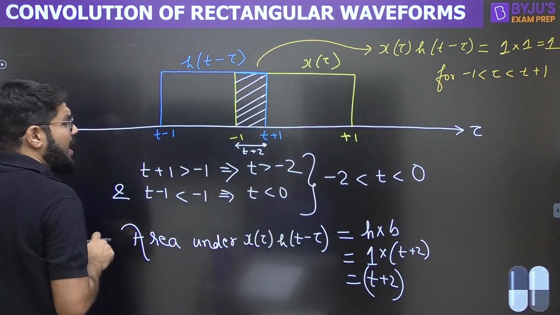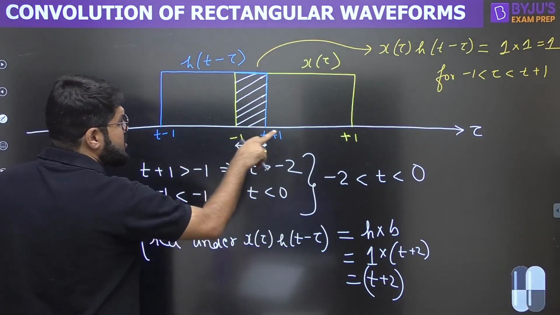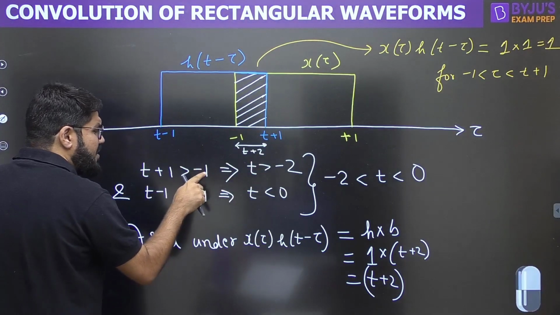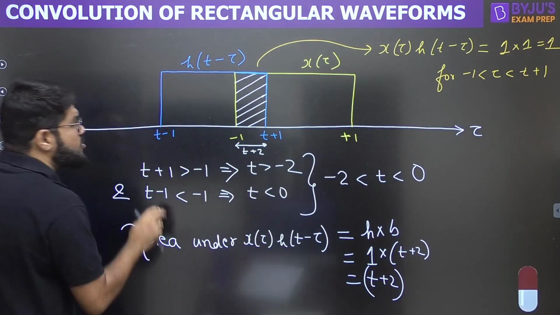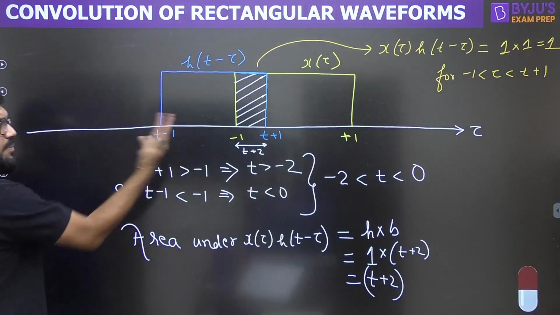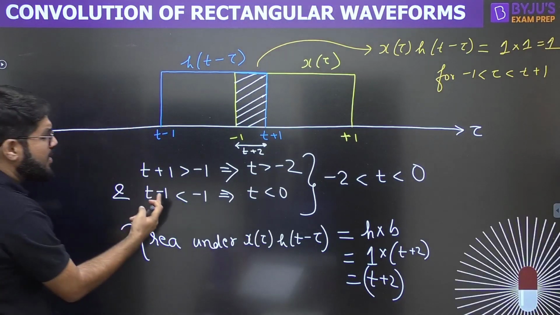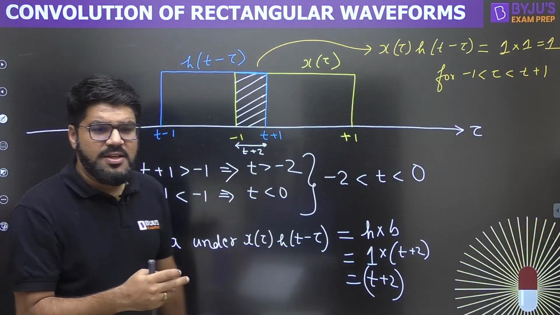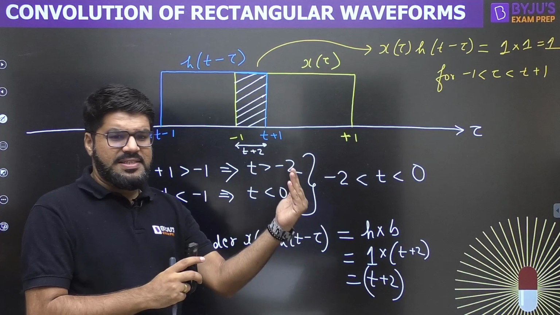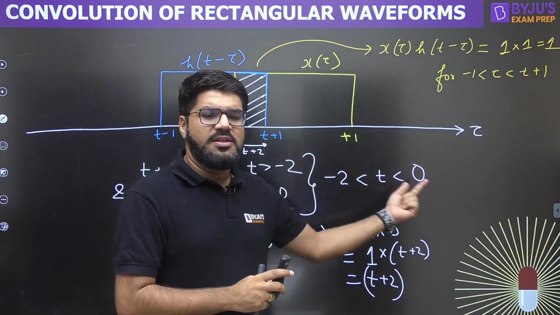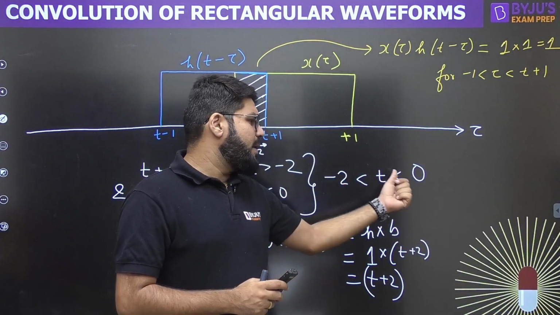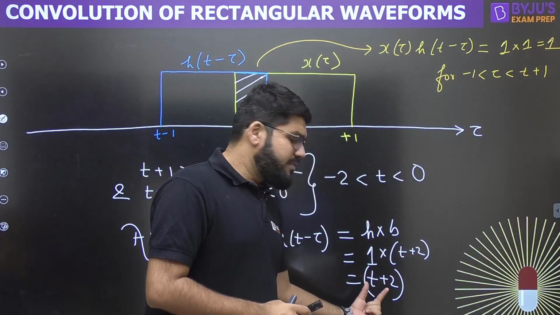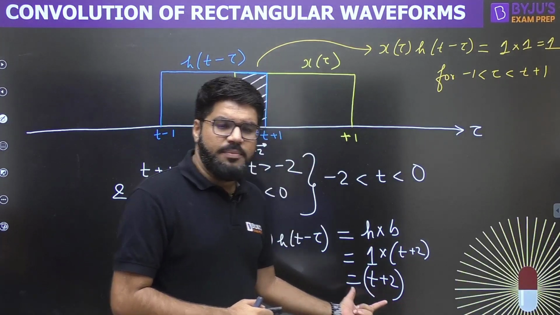But for what values of time? As I told you, t plus 1 has crossed -1. t plus 1 is greater than -1, so t is greater than -2. But t minus 1 is still behind, the second one has not crossed. So t minus 1 is less than -1, -1 cancels, t less than 0. So t is between -2 and 0. Whenever time is between -2 and 0, the answer will be t plus 2. The convolution result will be t plus 2.